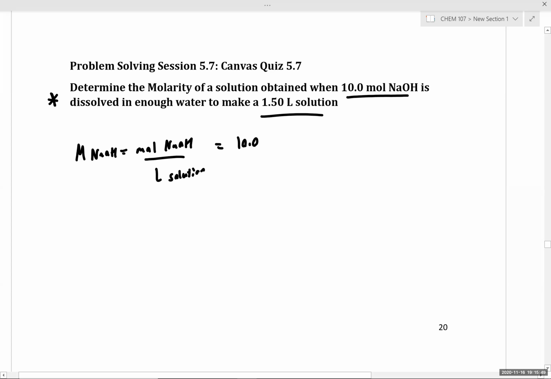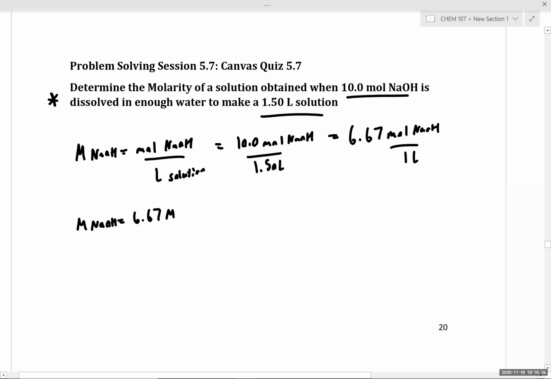So if we have 10.0 moles of sodium hydroxide and 1.50 liters of solution, punching this in, we get 10 over 1.50, which gives us 6.67 moles of sodium hydroxide per 1 liter, or the molarity of sodium hydroxide is equal to 6.67 molar. Does this question make sense to everyone so far?